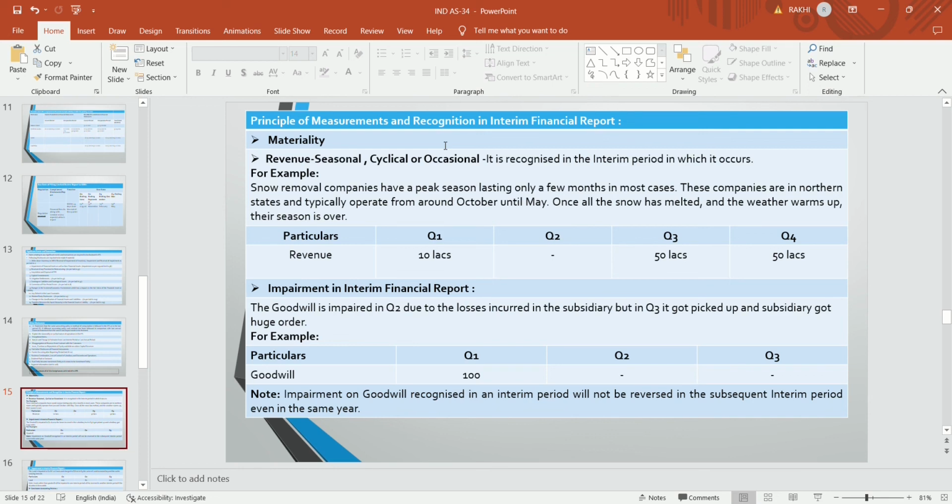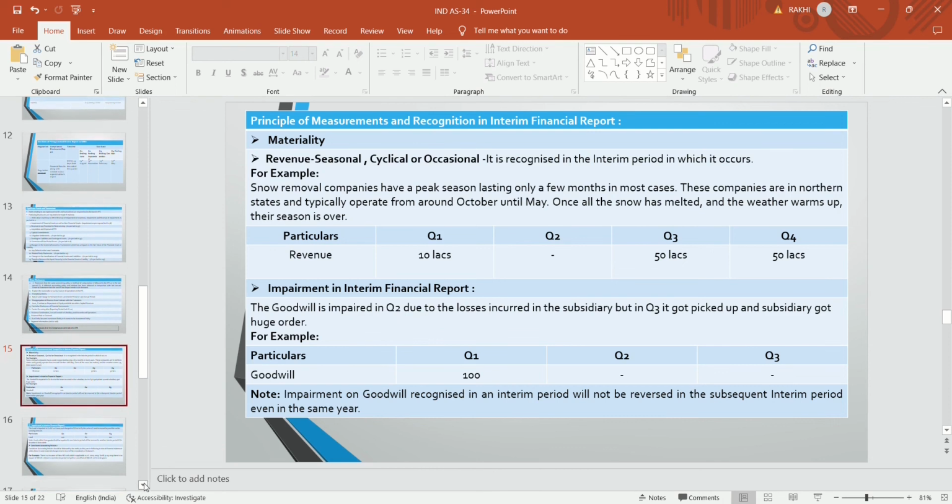Other than goodwill, if any other asset is impaired, it will be reversed, but goodwill is not reversed. Impairment of goodwill recognized in an interim period will not be reversed in a subsequent interim period, even if they are occurring in the same year. So goodwill is not reversed. Other than goodwill, if any other asset is impaired, then that is reversed.